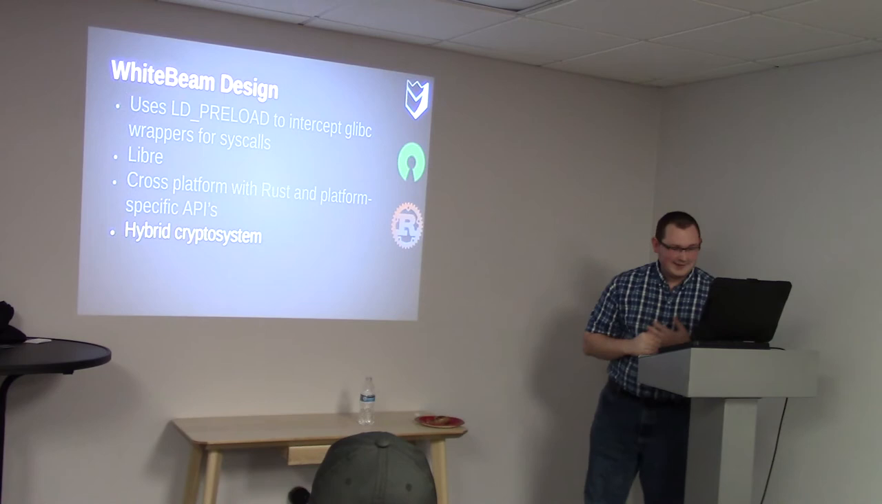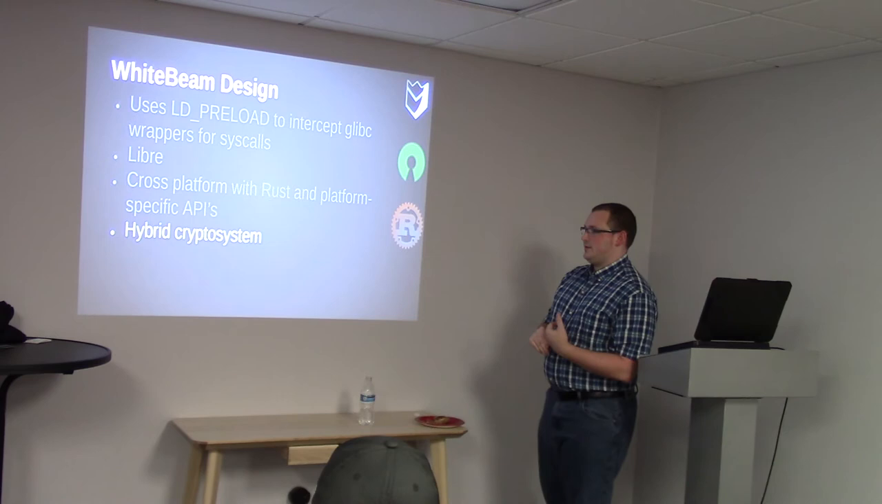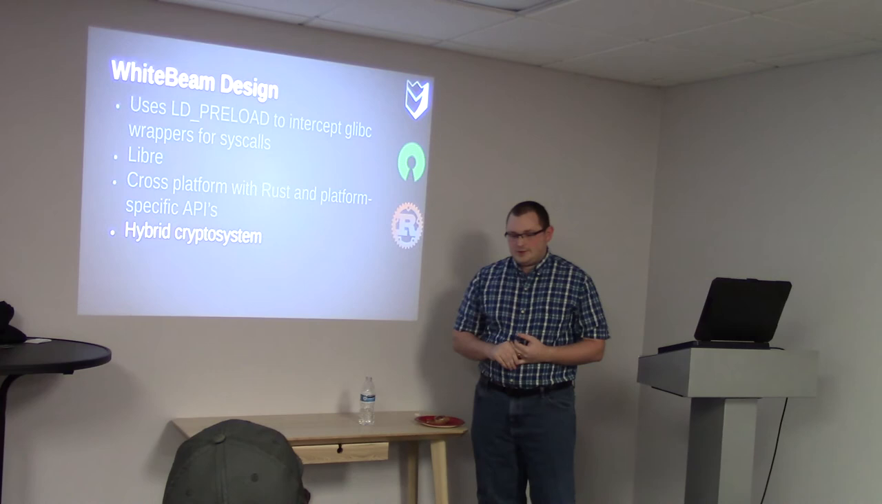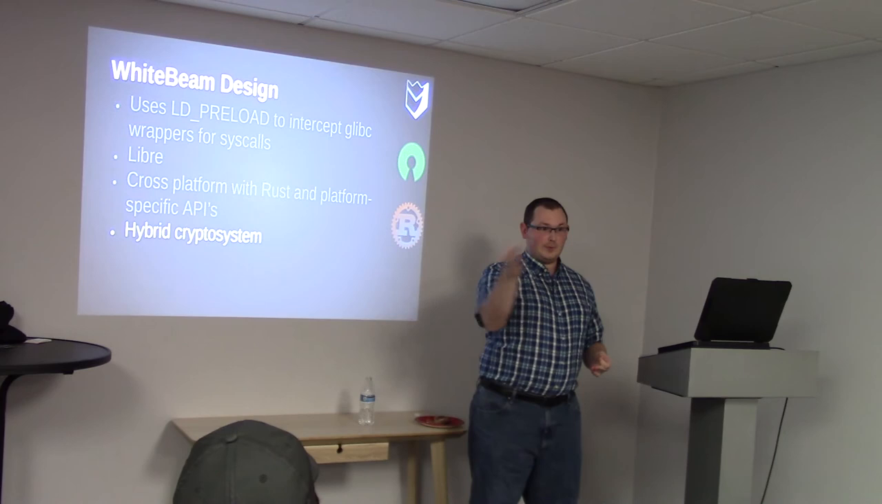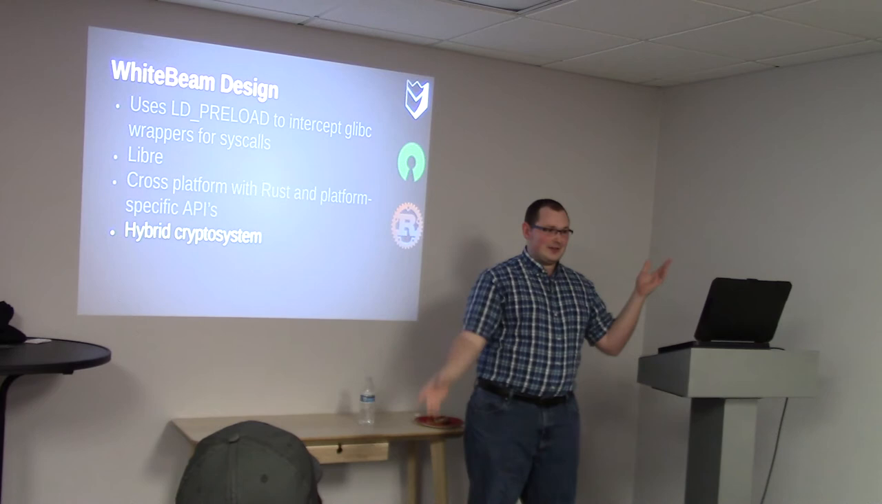One thing I added today to the slide, because I just wanted to mention it, was that I'm using a hybrid crypto system. What that means is that for hashing the files, for example, when we run a file, we want to make sure that it's the file that we whitelisted, right? It's not that someone just replaced the file at that path and then you're running anything.